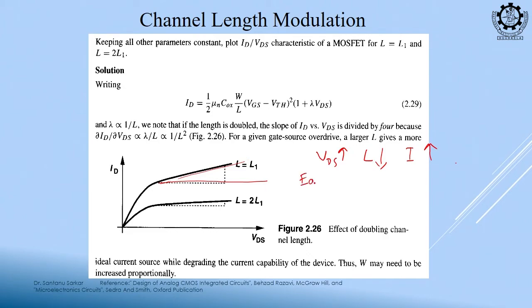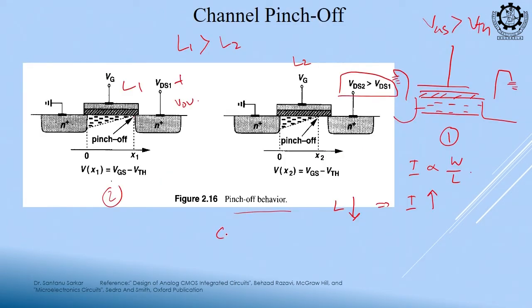Early effect, you remember the early effect? If you extend these lines, they will cut off and meet at the same point, but in MOSFET this is happening because the channel length is changing, channel length modulation. So, I will discuss this again.